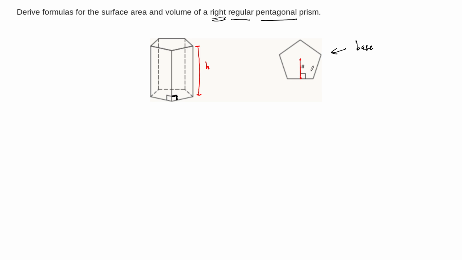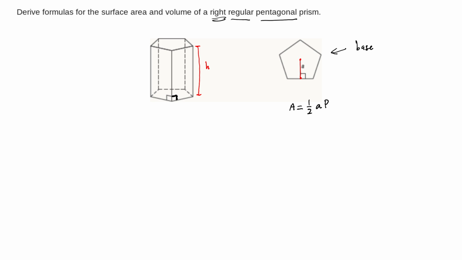Now, remember, for a regular polygon, but especially a regular pentagon in this case, there's a formula for the area of the base. And we're going to need the area of the base to compute both the surface area and the volume of this entire figure. So the area of the base is 1/2 times the length of the apothem times the perimeter, P, of this entire shape. If we want to compute the perimeter, we need to use the fact that this is regular to find the side length here.